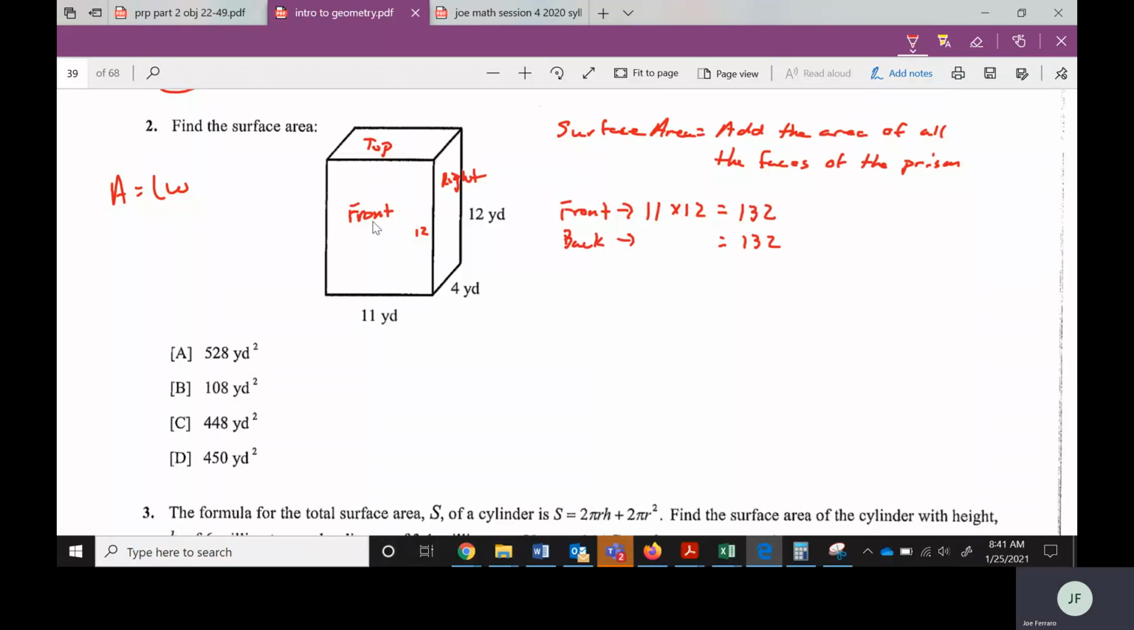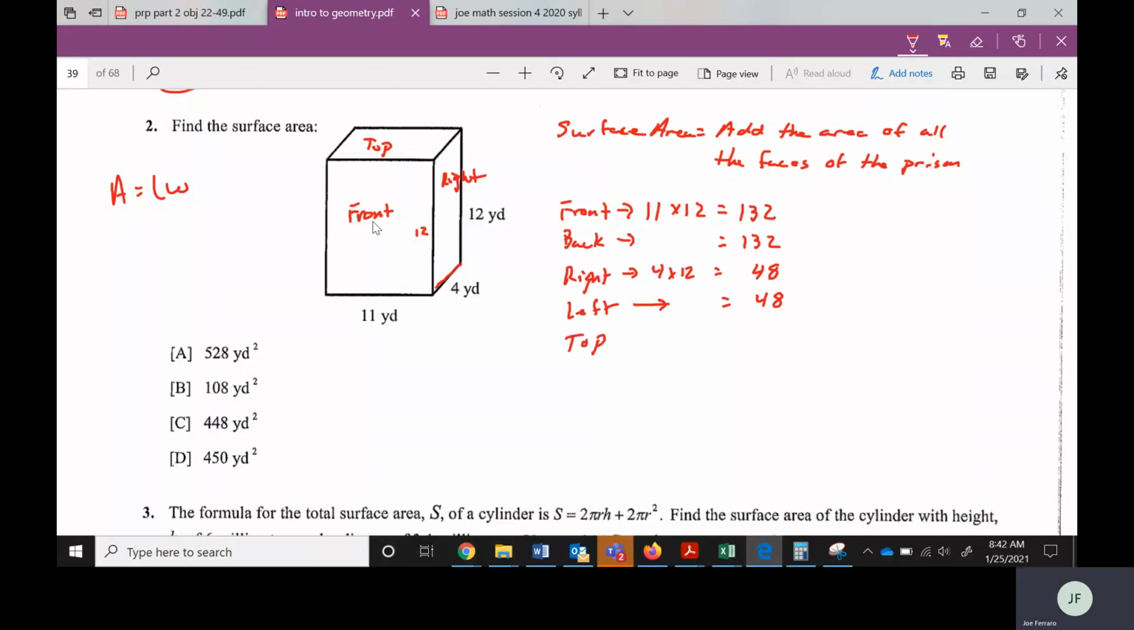Okay, now let's go to the right side. On the right side here, we got 4 and then 12. So that's 48. Okay, now again, if the right side is 48, the left side is 48. Now let's look at the top.